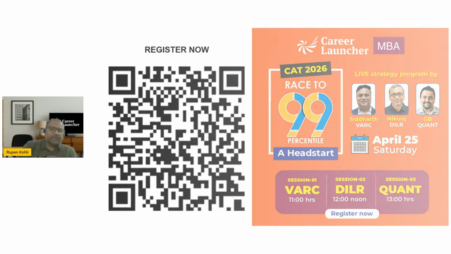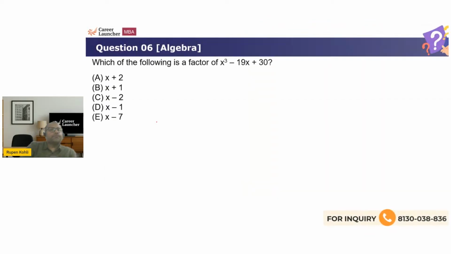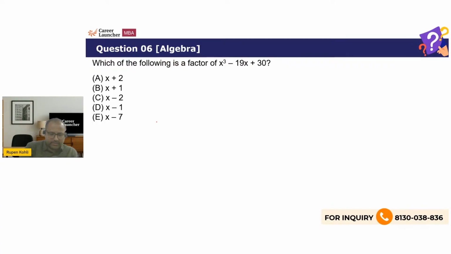Let's continue. Okay, let's do something on algebra now. Which of the following is a factor of x cube minus 19x plus 30? The options are linear factors, so just put the numbers and see what is a factor.